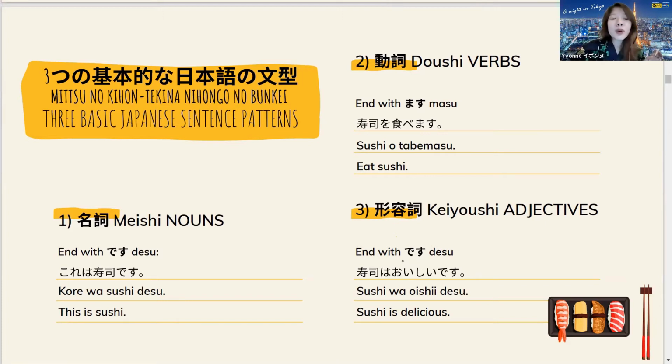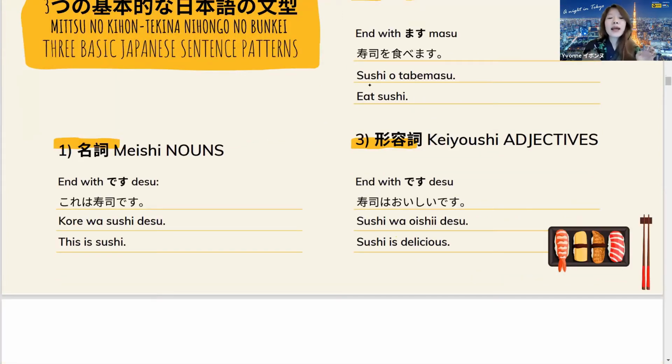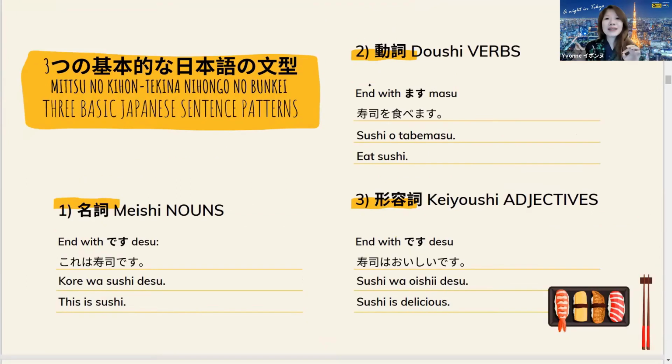Alright? So the first one is meishi, ending with desu. For example, これは寿司です. What is desu in English? Is, are, am. I am Yvonne. 私はYvonneです. So the desu is actually a verb, in a way that it's a sentence verb. It's a noun sentence, okay?